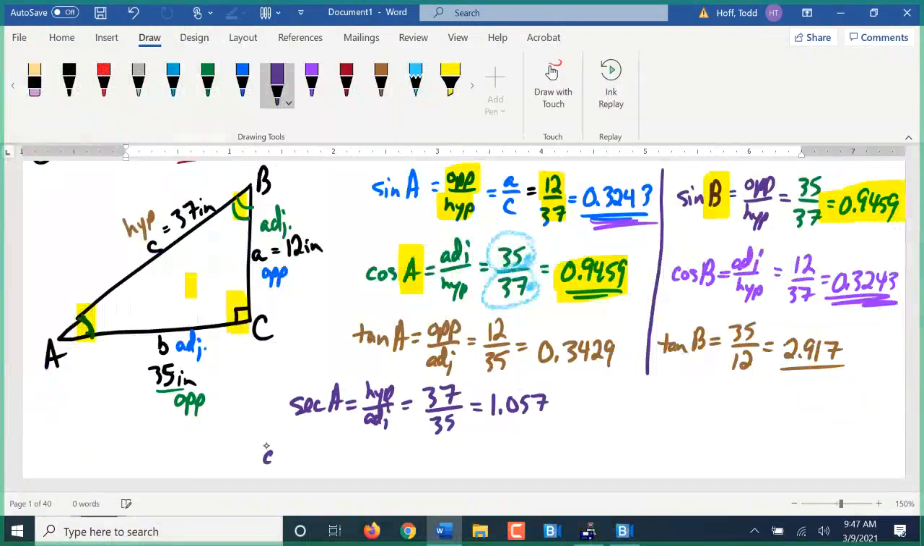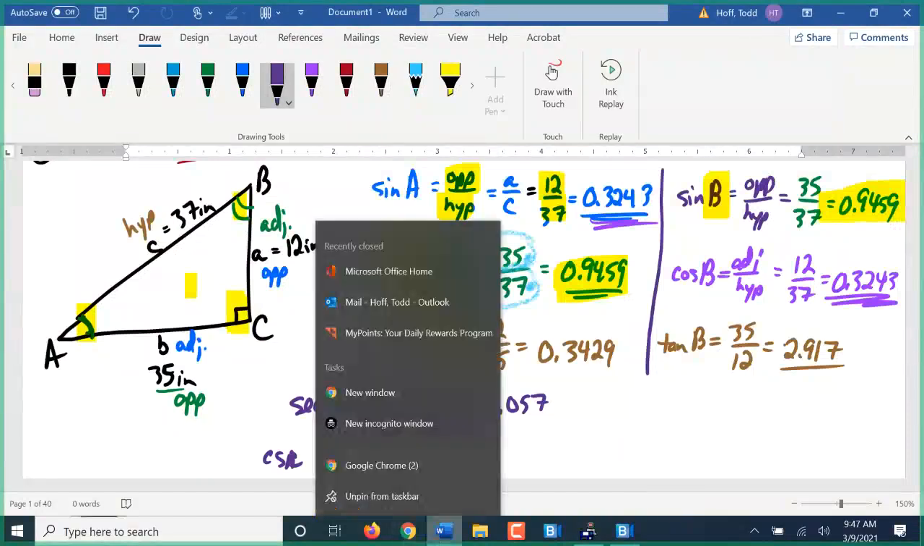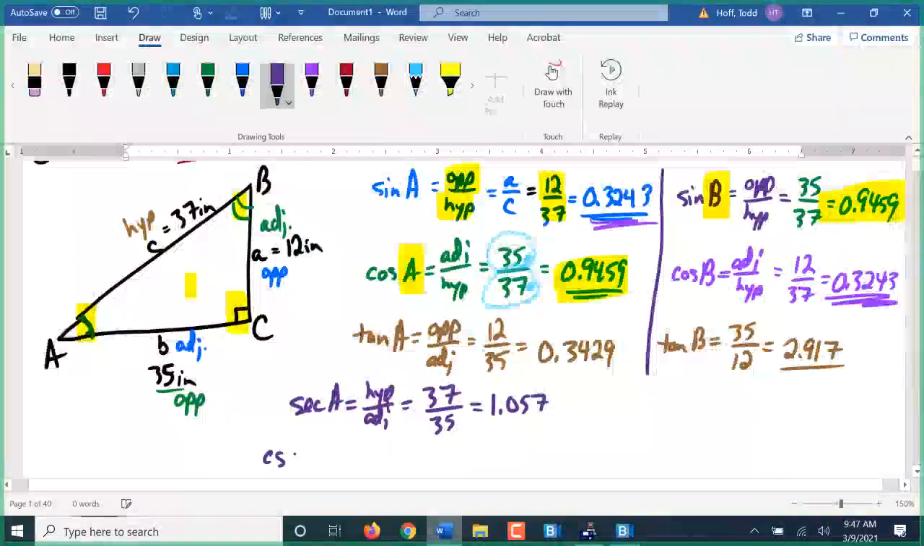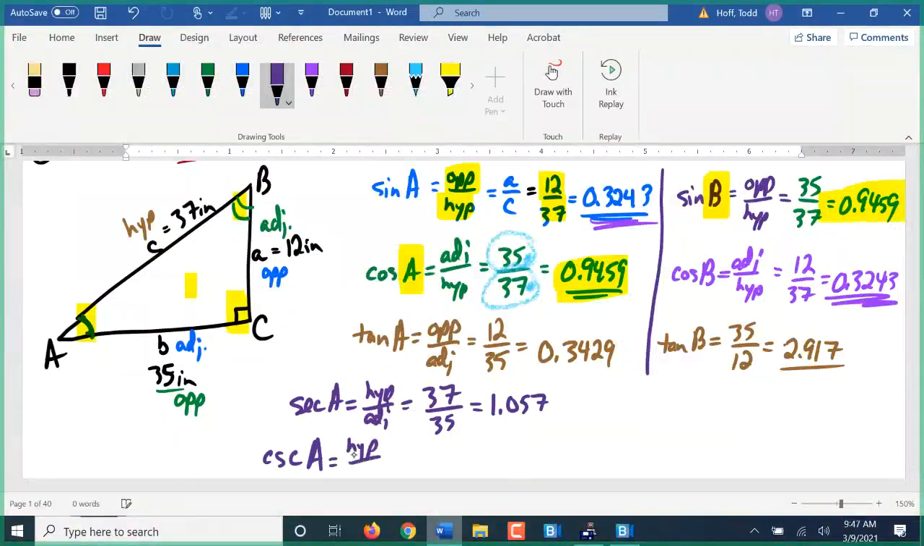The cosecant of angle A. Cosecant, remember, is hypotenuse over opposite, or the reciprocal of the sine. Hypotenuse is 37 over the opposite side of 12. That's going to be 3.083.